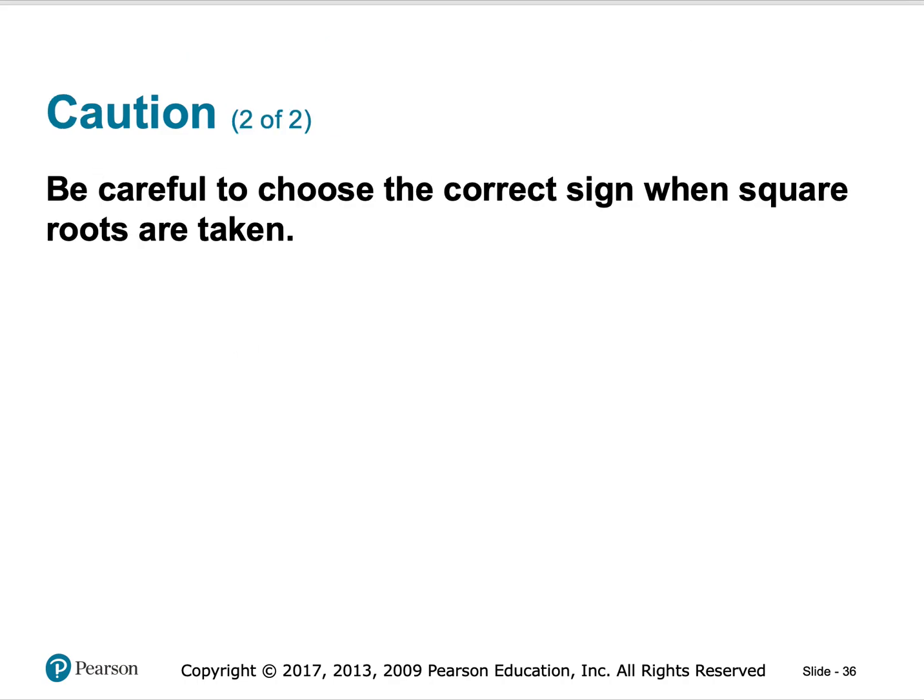Be careful when you choose the correct sign with the square roots. You're always going to want to go back and look at what quadrant it's in, and that's how you're going to reference back to decide if it's positive or if it's negative.